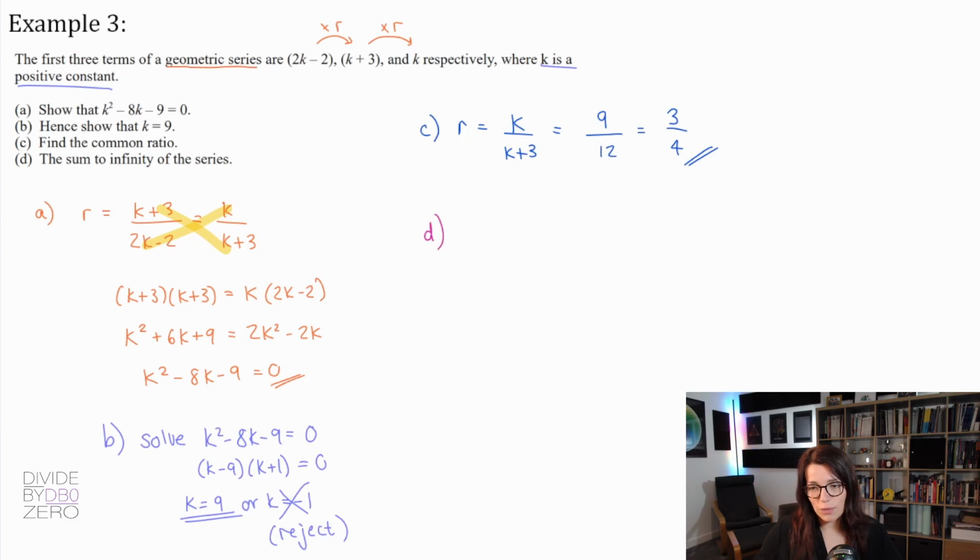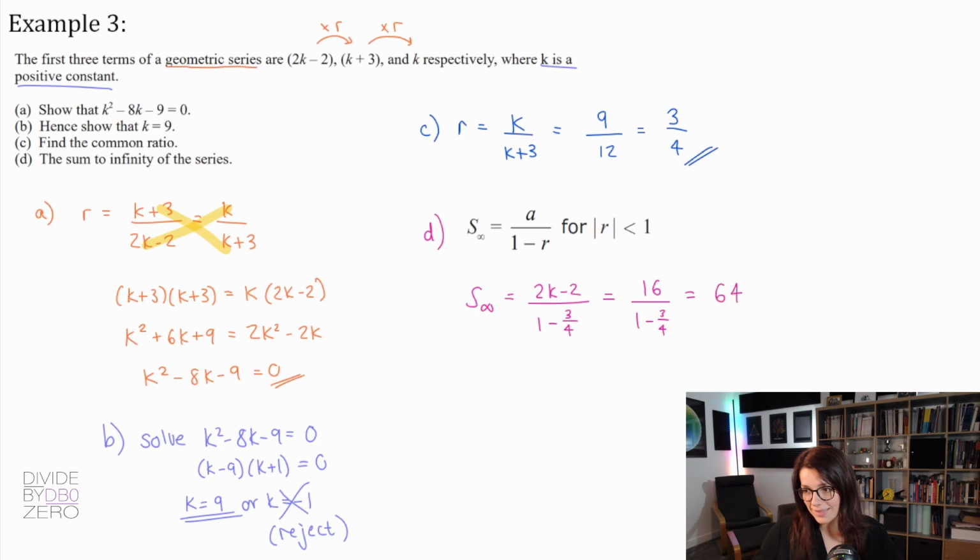Part D, they want the sum to infinity, so we'll grab the formula from the formula book and we'll just sub in our values. S infinity in this case is going to be a over 1 minus r, so we're going to have 2k minus 2 over 1 minus 3/4. Subbing in k to the numerator gives you 16 over 1 minus 3/4, and then that ends up being 64.